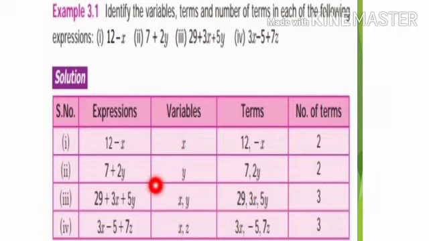And in the final algebraic expression, 3x minus 5 plus 7z, x and z are the letters. So x and z are known as the variables of the given algebraic expression. Now coming to the terms. Here 3x, minus 5 and 7z are the three terms given in the algebraic expression.